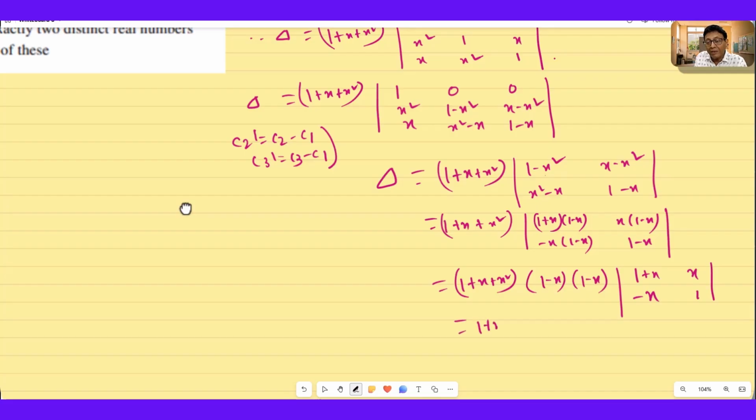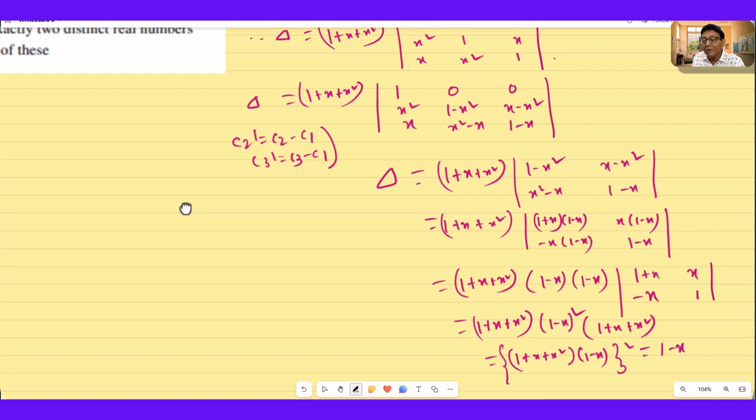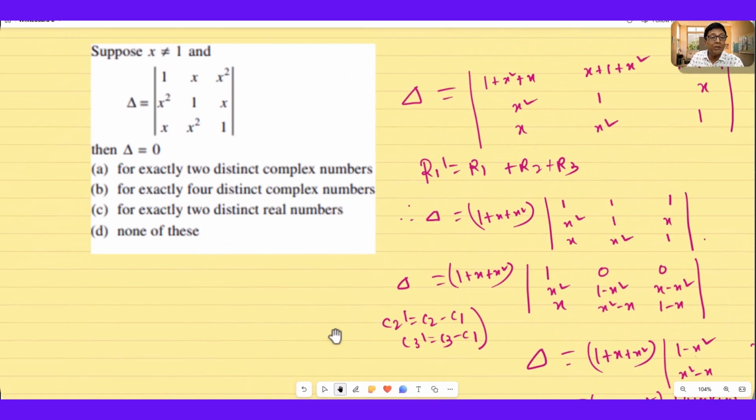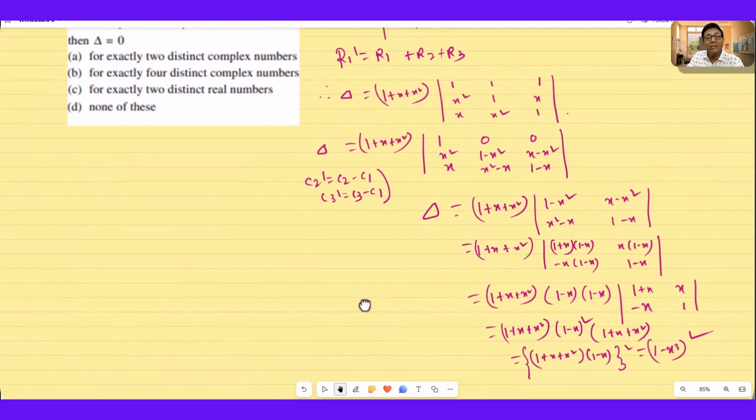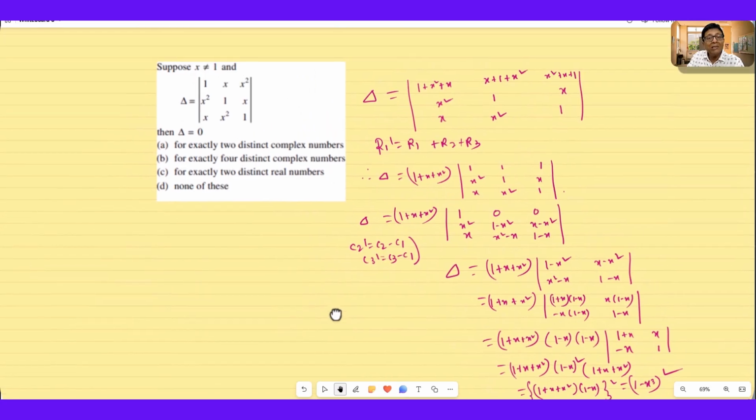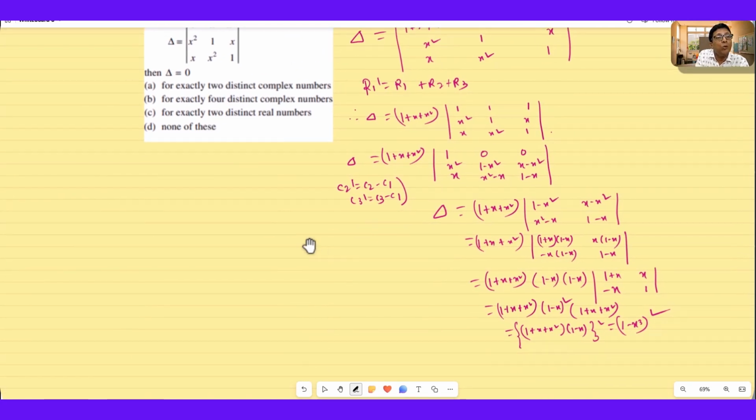If we expand it, this is 1 plus x square. So this is going to be 1 plus x square into 1 minus x whole square. This is nothing but 1 minus x cube whole square. So we got the value of the determinant. What is that? The value of the determinant is 1 minus x cube whole square, and that is given 0.